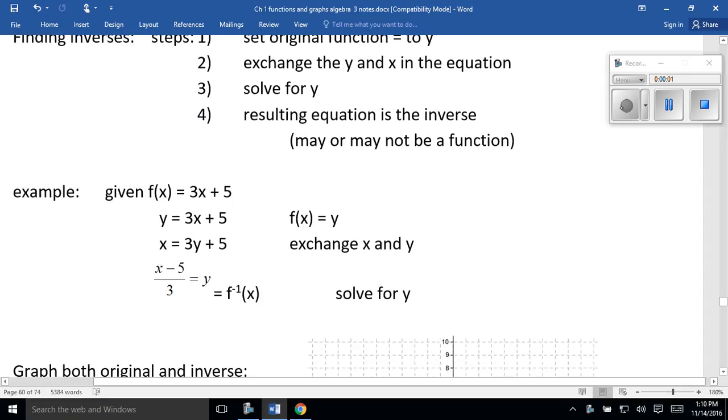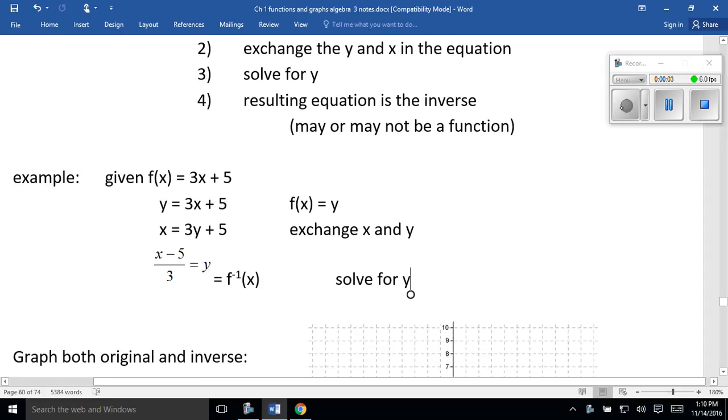f of x equals 3x plus 5, and you want to find the inverse. First of all, what does f of x mean? It's just y. That's all it is. F of x is another name for y. So if they give you a name, a lot of times they'll write it with y equals, but if they don't, you change it to y equals so we can solve it.